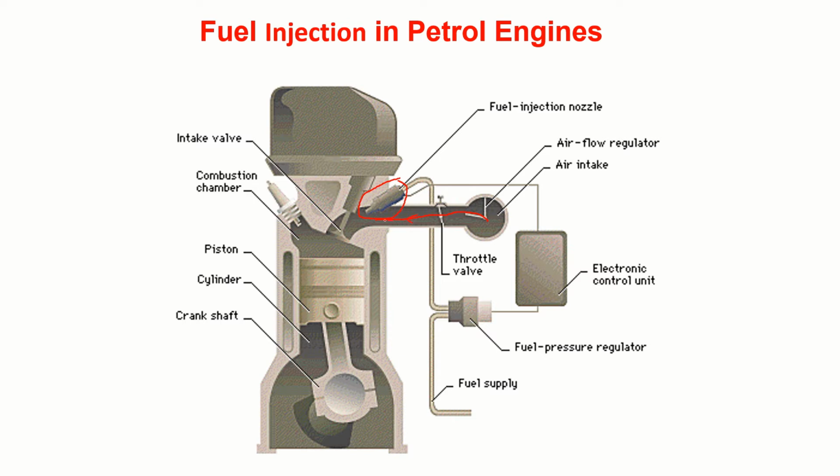Before the air enters the engine, the fuel is injected and the air fuel mixture enters into the engine cylinder during the suction stroke. How much fuel should be injected? That will be decided by the electronic control unit. So this will decide the pulse width and accordingly the fuel gets injected.